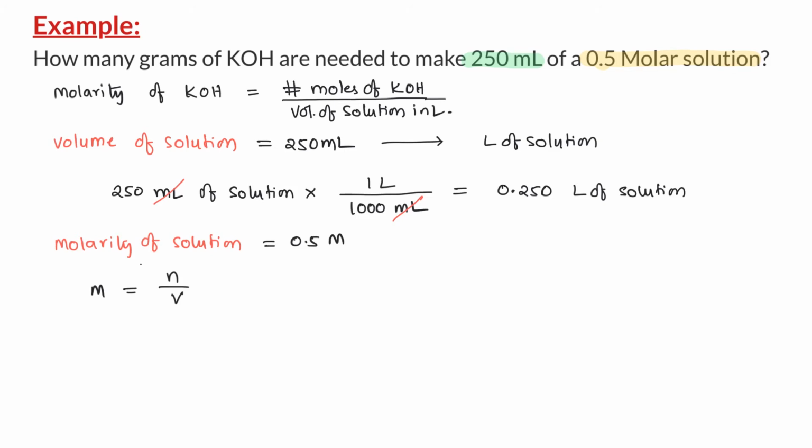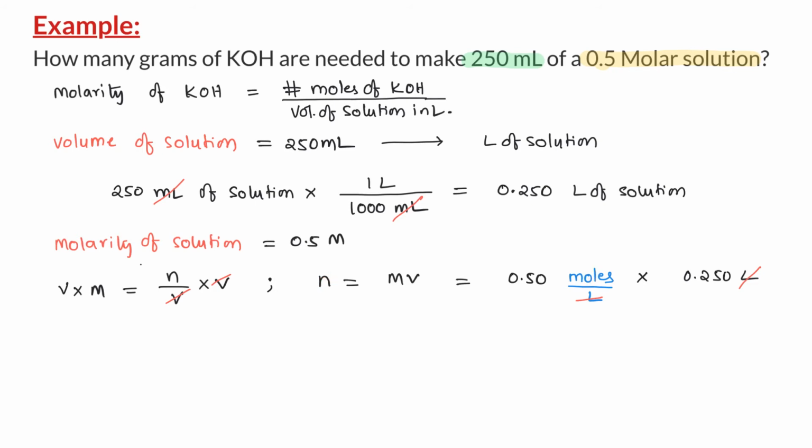Molarity is equal to number of moles over volume. If I multiply both sides by the volume of the solution, we get number of moles is equal to molarity times volume. Molarity is 0.5 molar and volume is 0.250 liters. I recommend you write the units of molarity as moles per liter instead of molar. That way we can cancel out the liters and the answer is in moles.